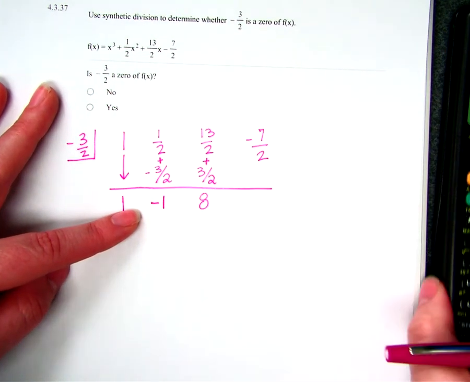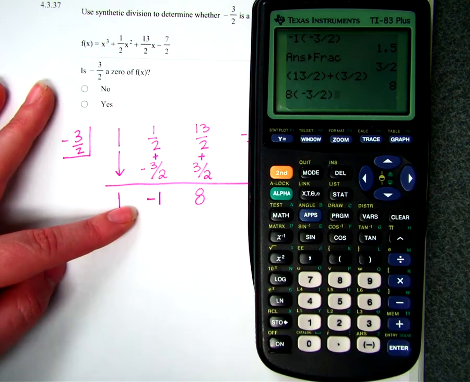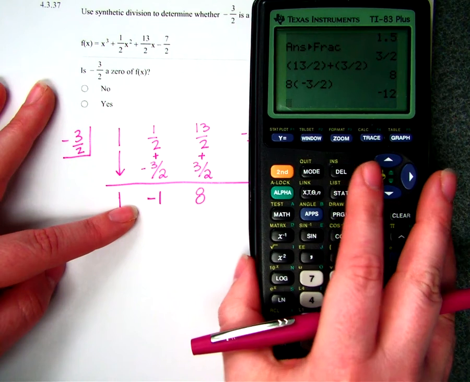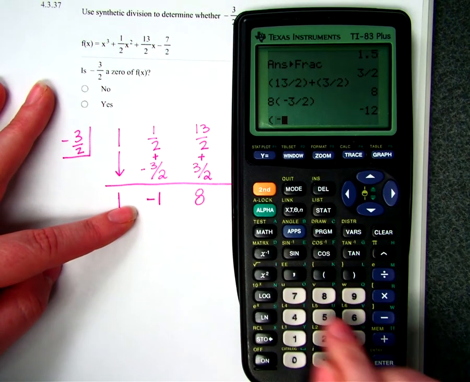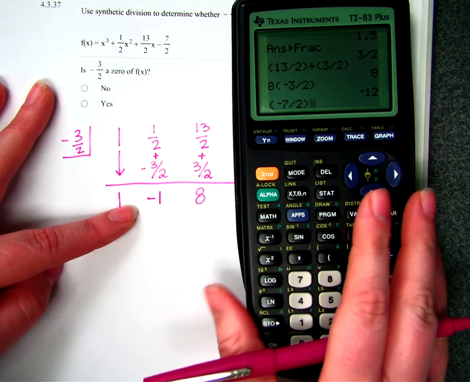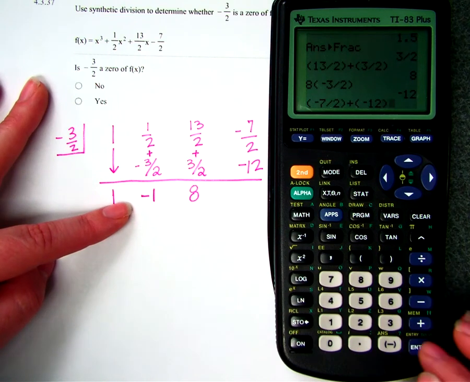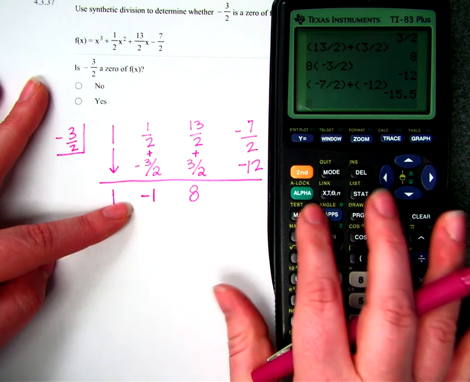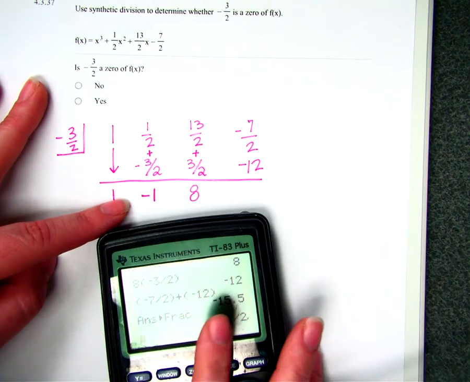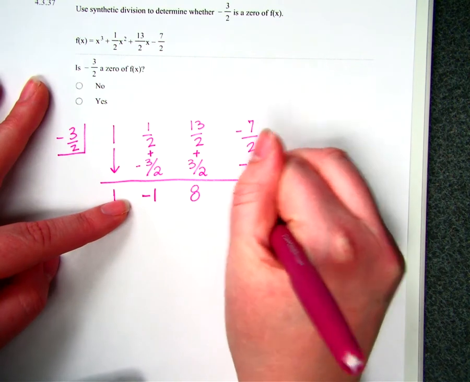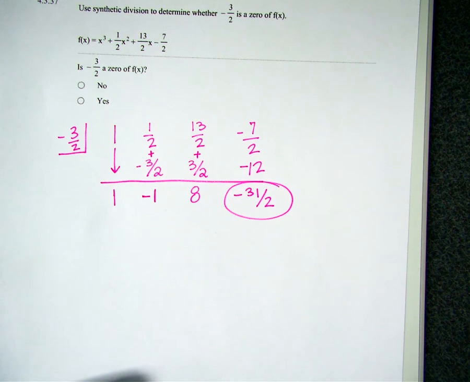Now 8 is going to get multiplied with negative 3/2, so 8 times negative 3/2. Enter, I get a negative 12. And then finally, I have that fraction, negative 7 over 2, so just type it in inside that set of parentheses, plus a negative 12. And I get another decimal. So if you want to turn that decimal back into a fraction, do math, enter, and the result is negative 31 over 2. So since this number is not equal to 0, negative 3 over 2 is not a 0 of this polynomial.